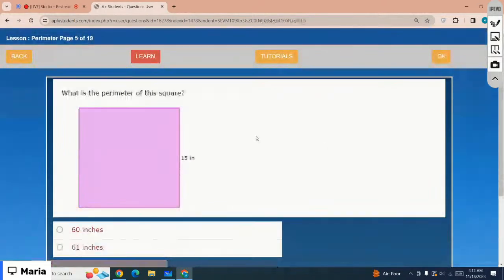Okay, the next one is: what is the perimeter of the square? So which is the correct option? Option 1 or option 2?